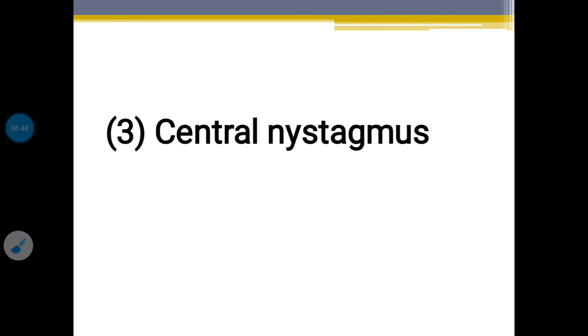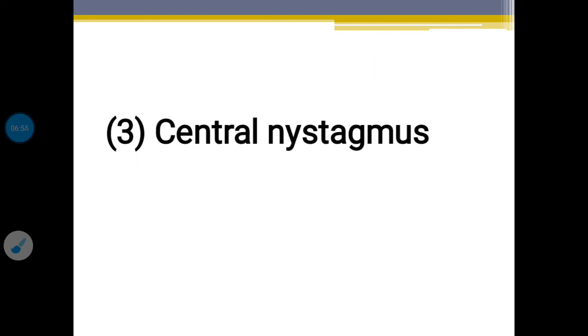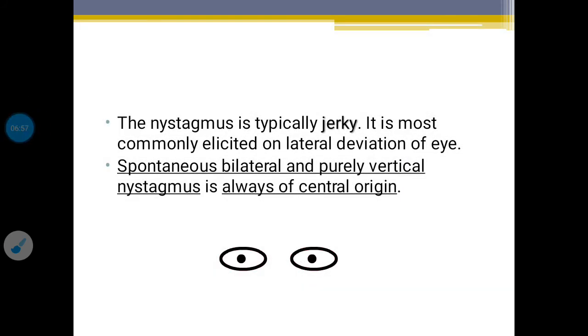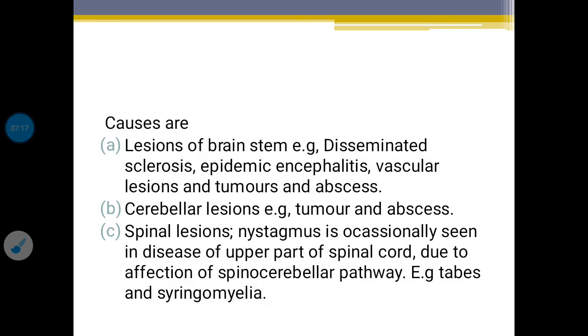We have seen ocular nystagmus and vestibular nystagmus, and now the third category, that is central nystagmus. Now what is the character in central nystagmus? The nystagmus is typically jerky. It is most commonly elicited on lateral deviation of the eye. Spontaneous, bilateral and purely vertical nystagmus is always of central origin.